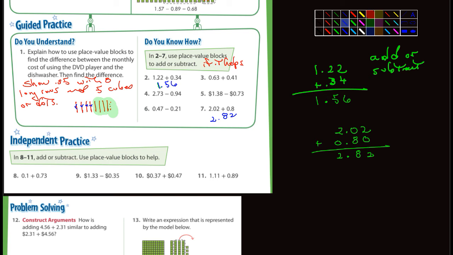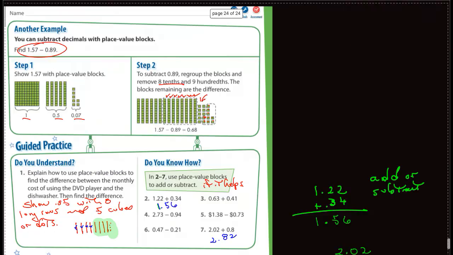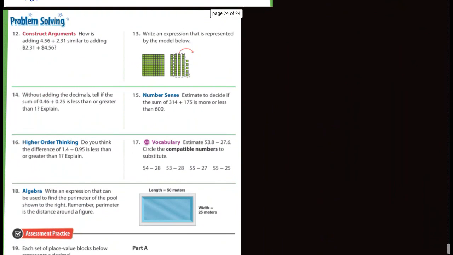Same thing down here in independent practice. Add or subtract, use place value blocks to help. I look at some of these and you don't even need place value blocks. It would just slow you down. Look at number 8, for example. We have 0.1, and we're adding 0.73. You could just look at that and know it's going to end up being 0.83. So some of these you could just do mentally. All right, let's move down to the problem solving.